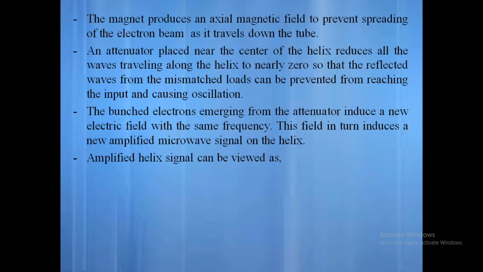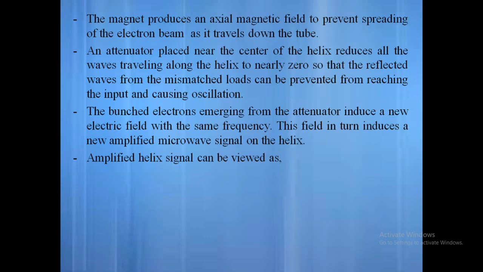Next, the magnet produces an axial magnetic field to prevent spreading of the electron beam as it travels down the tube. Means from cathode to anode, it must travel only in a straight line or a particular path. It must not be diverted in order to avoid losses. So for this, the magnet is used.